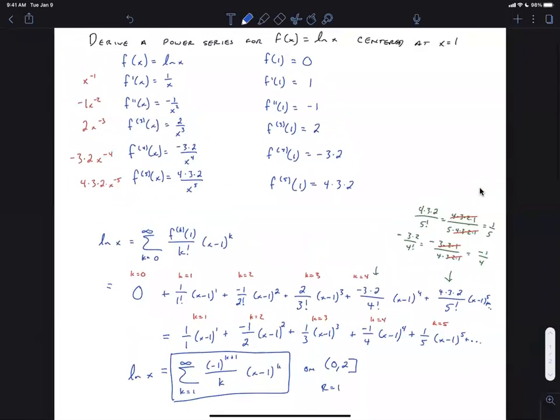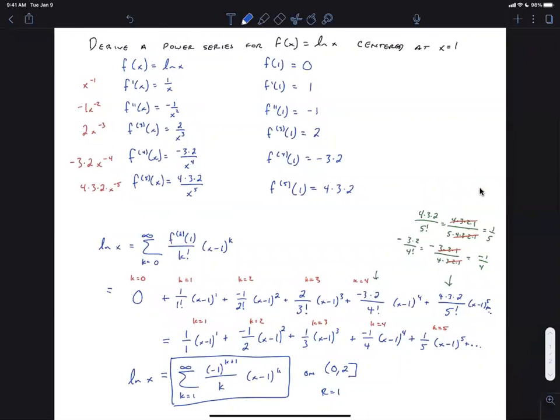Everybody good doing that? So I said power series. This could also be described as a Taylor series centered at 1. This one would not be described as a Maclaurin series because Maclaurin means the center is 0. But other than that, Maclaurin series is basically the same idea. But Maclaurin here would not make any sense because it's centered at 0.